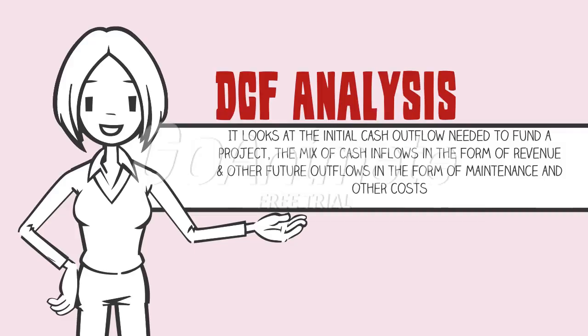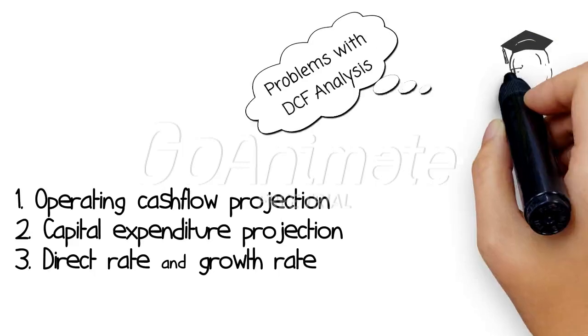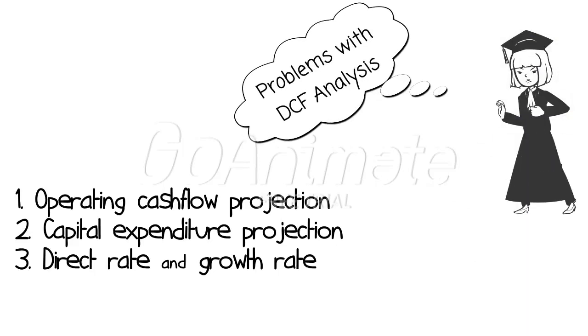DCF looks at the initial cash outflow needed to fund a project, the mix of cash inflows in the form of revenue and other future outflows in the form of maintenance and other costs. These are the problems relating to DCF analysis. First, operating cash flow projection. Second, capital expenditure projection, and lastly discount rate and growth rate.